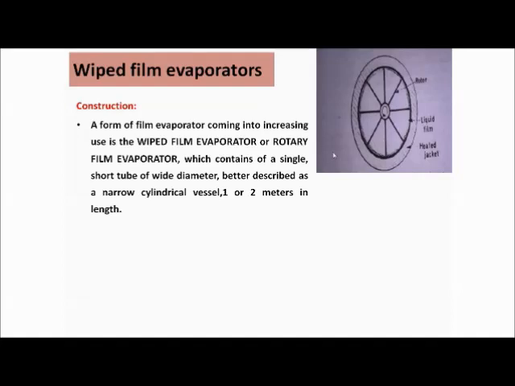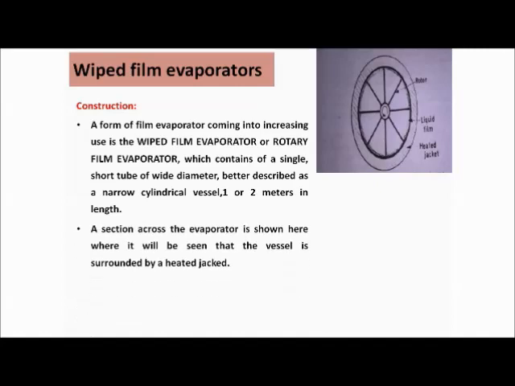Now it contains a single short tube of wide diameter. It is better described as a narrow cylindrical vessel of 1 to 2 meters in length. Suppose there is a cylindrical vessel of 1 to 2 meters in length, right? Now it will have a short tube of wide diameter.